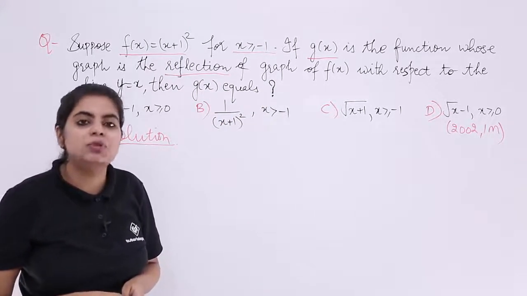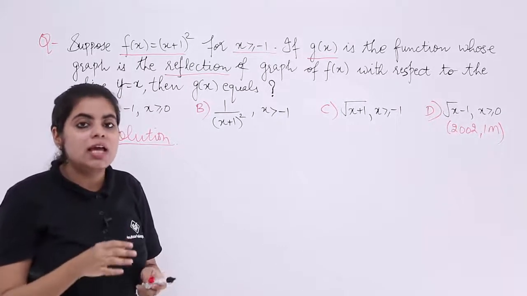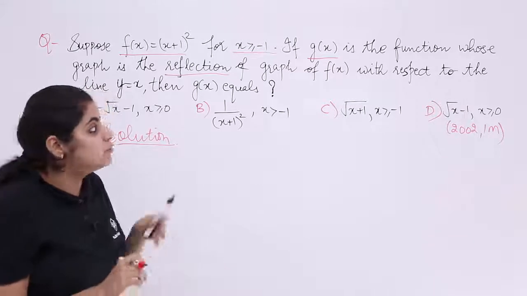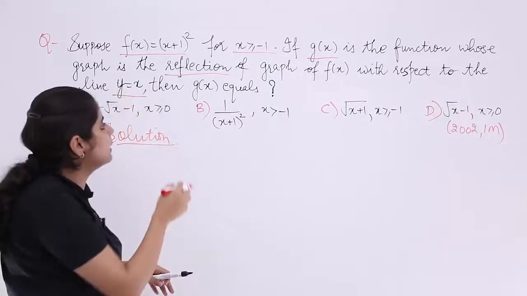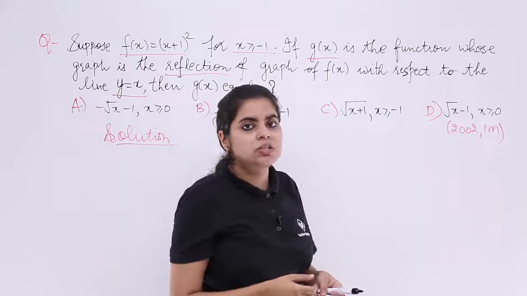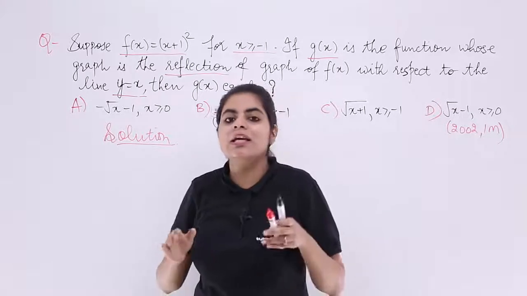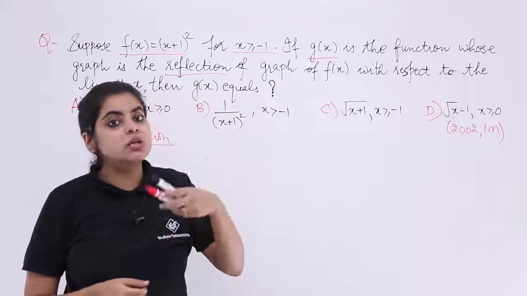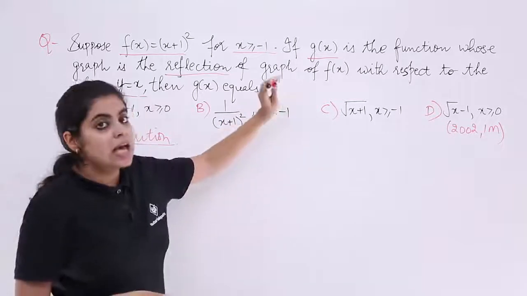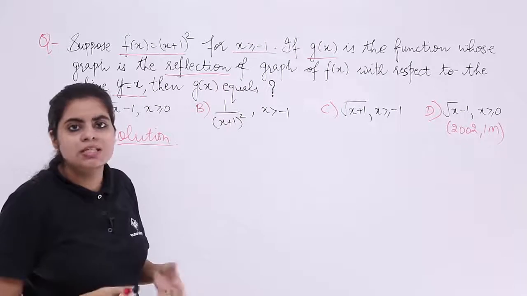We studied a concept of inverse of a function. We came to know that for a function, if the reflection is about the line y is equal to x, and if you read further, you need to understand that I have been given the reflection with respect to the line y is equal to x. So that means the examiner is talking about the inverse of a function, inverse of f(x) being g(x), and that g(x) function only we have to find out. It says what is g(x) equal to.